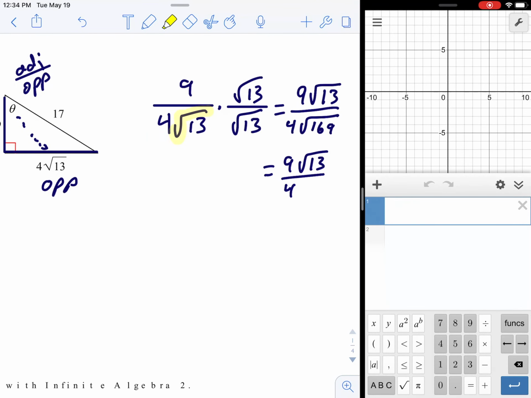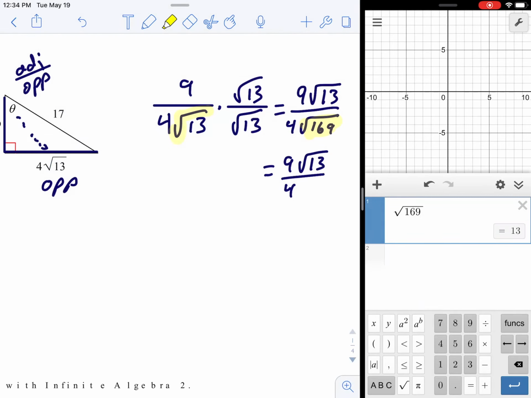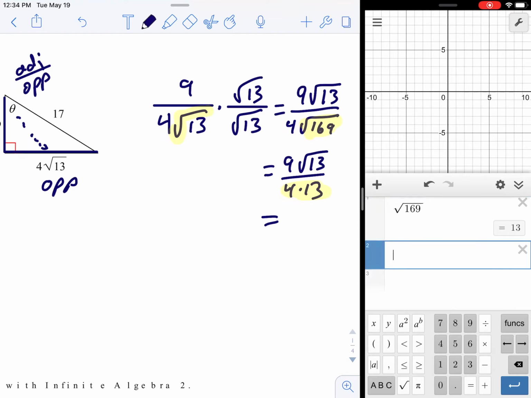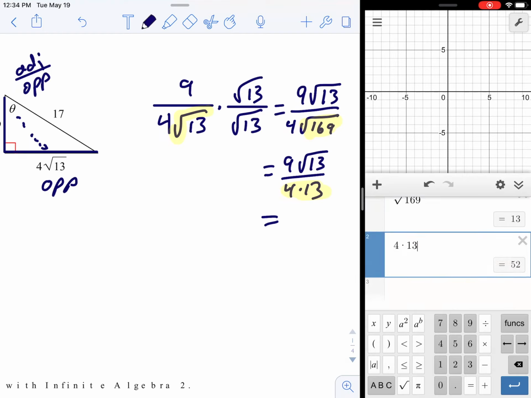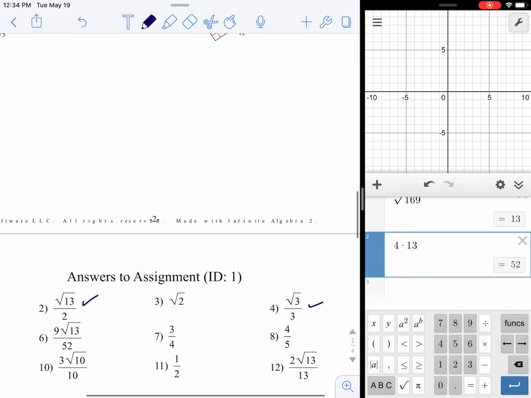So I'm right here. Square root of 169 is 13, of course. But then you've got 4 times 13 on the bottom. So 4 times 13 is 52. 9 radical 13 on top, 52 on the bottom. And that should be the answer to number 6.